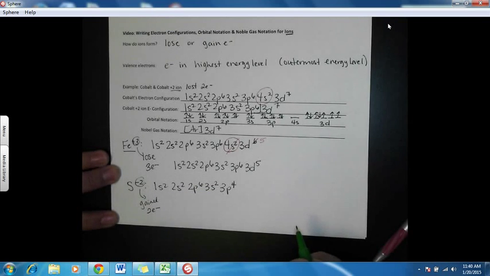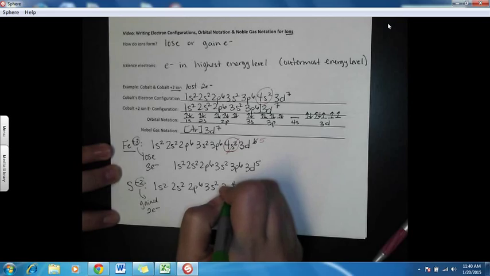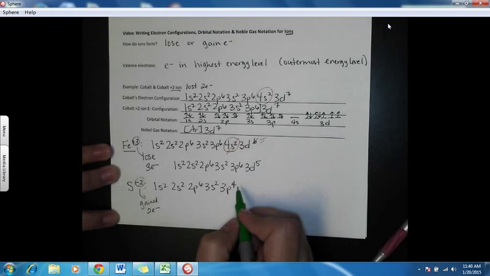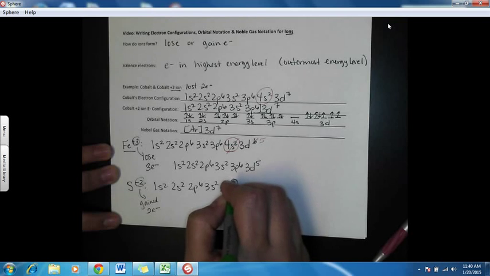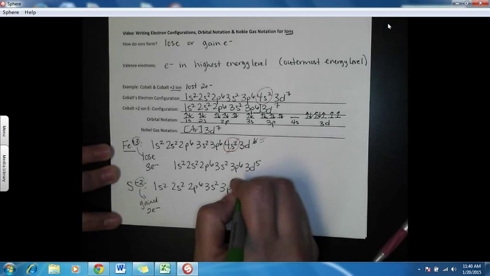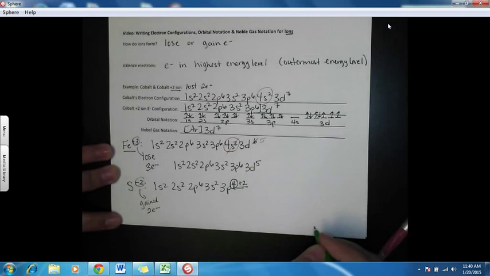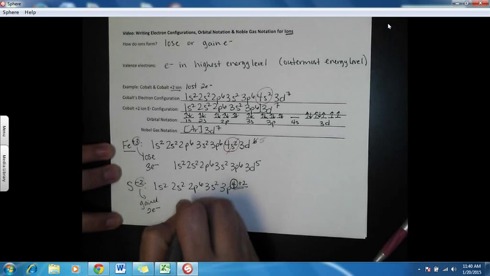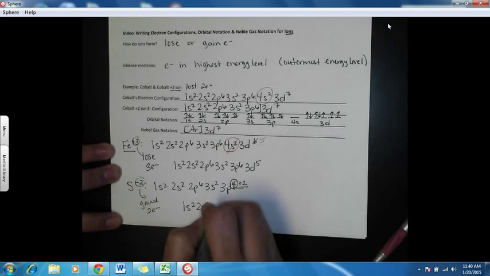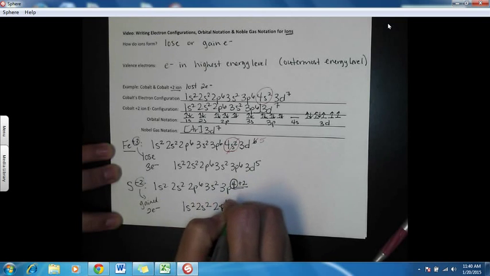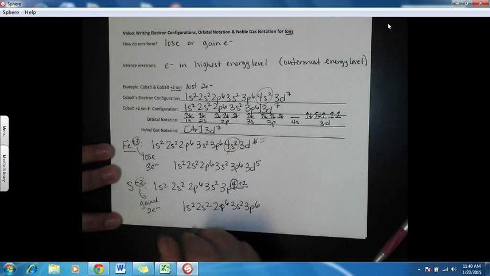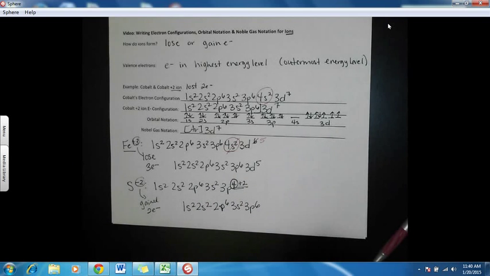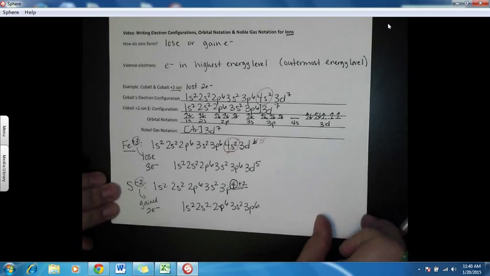And if we gain 2 electrons, we add them in to the highest energy orbital sublevel we have. And so we fill in the holes, essentially. So we're going to add 2 more to this. So that ends up being p6. So the resulting electron configuration is 1s2, 2s2, 2p6, 3s2, 3p6. Okay? So that's writing electron configurations for ions.